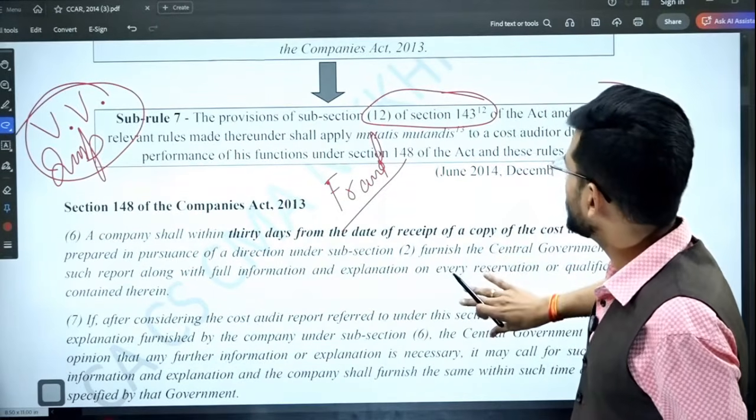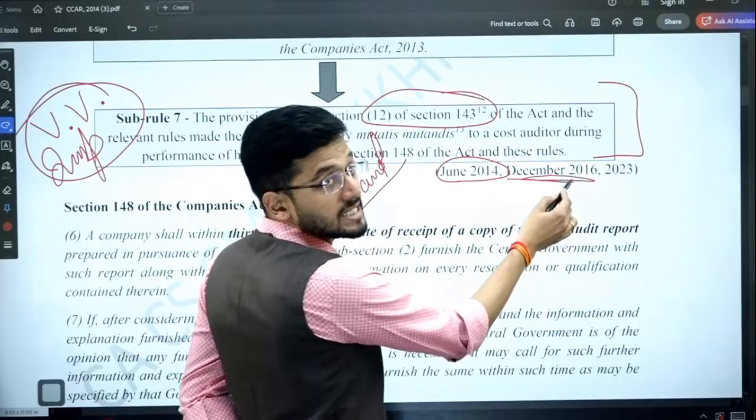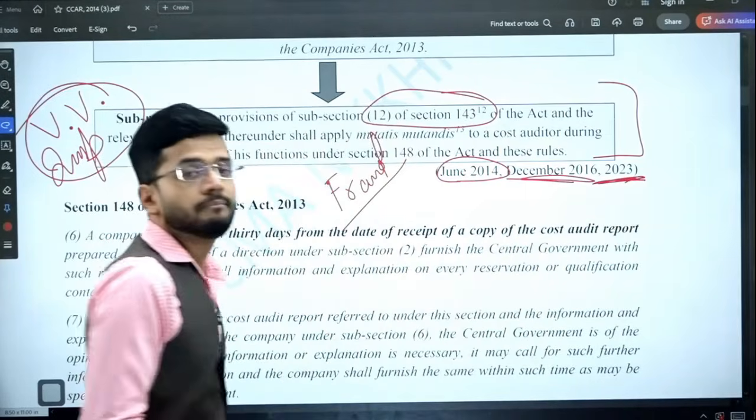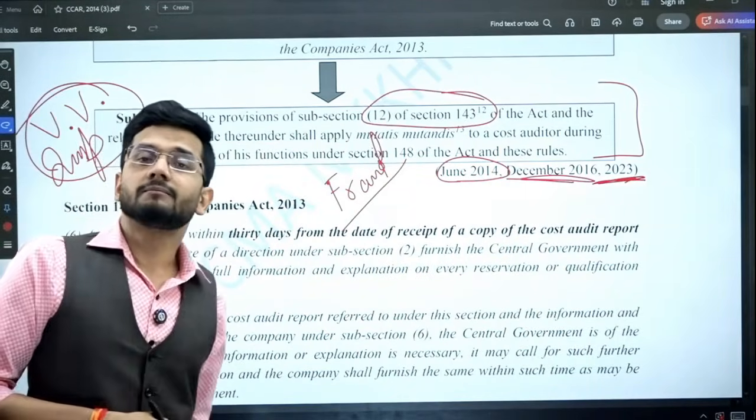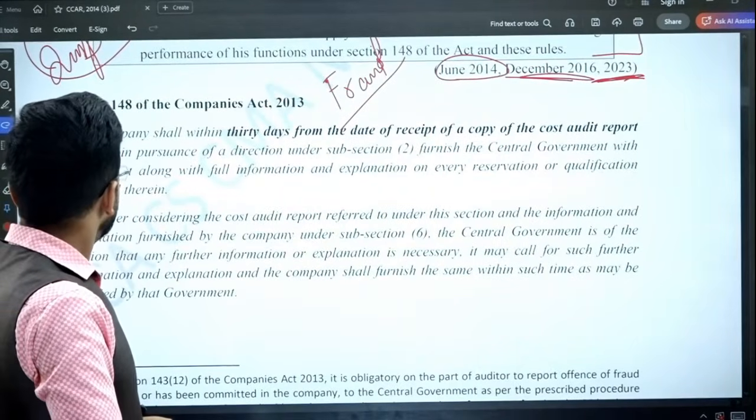Okay, so it's very important. It has come in June 2014, December 2016 and December 2023 also it has come. So very, very important aspect of the rules.